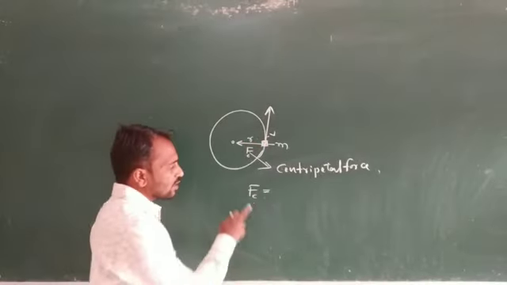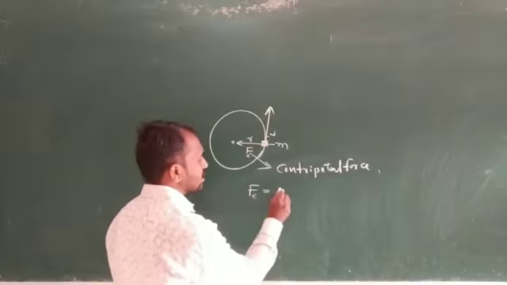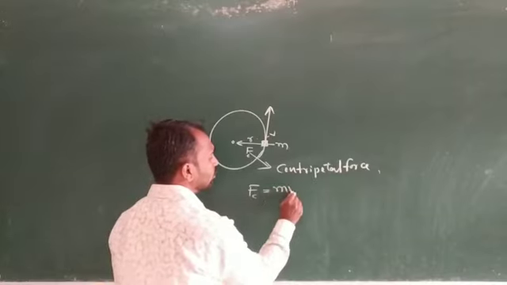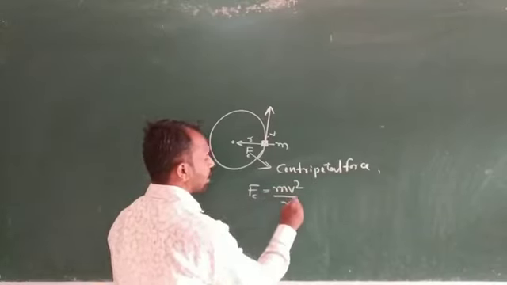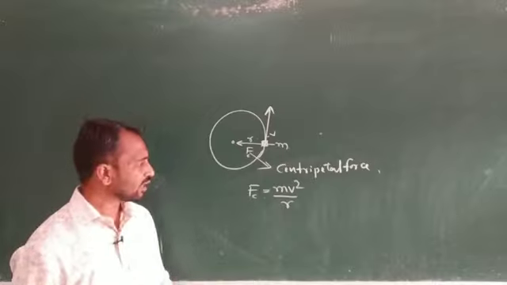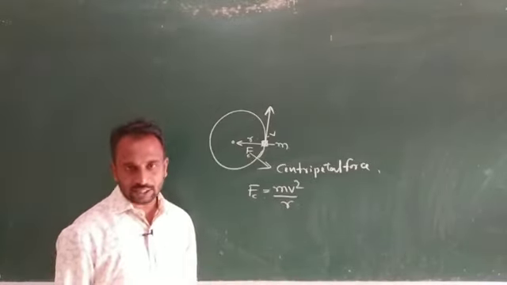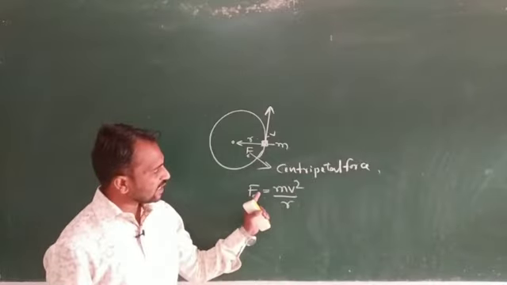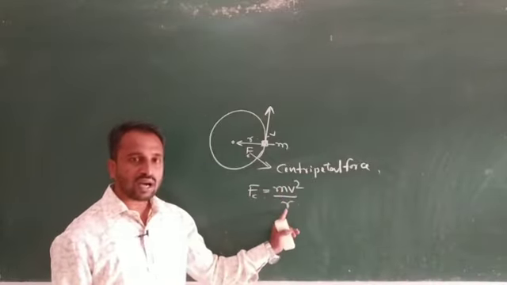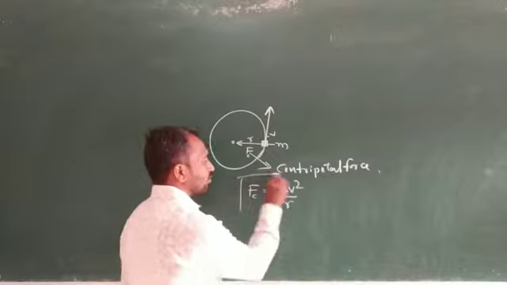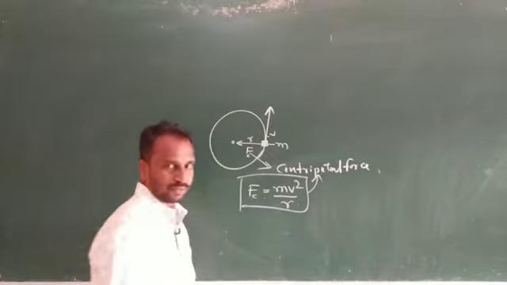So the centripetal force Fc is equal to m v square divided by r. Here m is the mass of the object, v is the velocity of the object, and r is the radius of the circle. So Fc is equal to mv square divided by r. This is the formula of centripetal force.